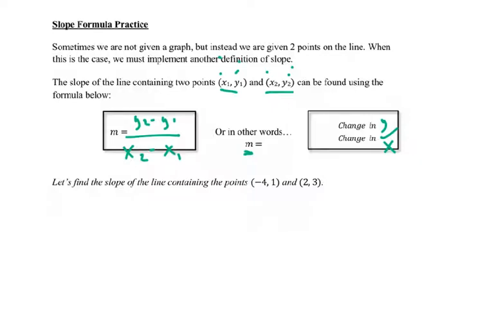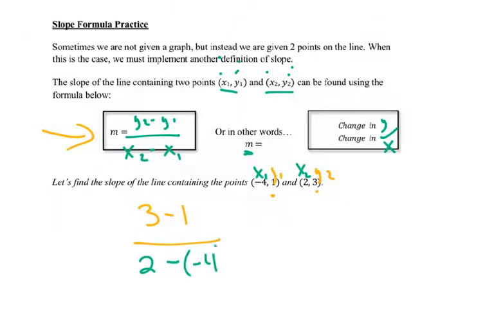So let's find the slope of the line containing the points (-4, 1) and (2, 3). So let's start. We're going to label them. This is x1. This is x2. This is y1. This is y2. Now I'm going to go back to use this formula. So I'm going to start with y2, which is 3, minus y1, which is 1, all over x2, which is 2, minus x1, which is -4.